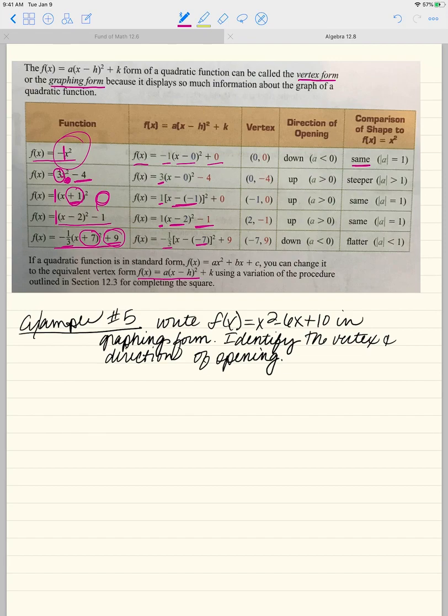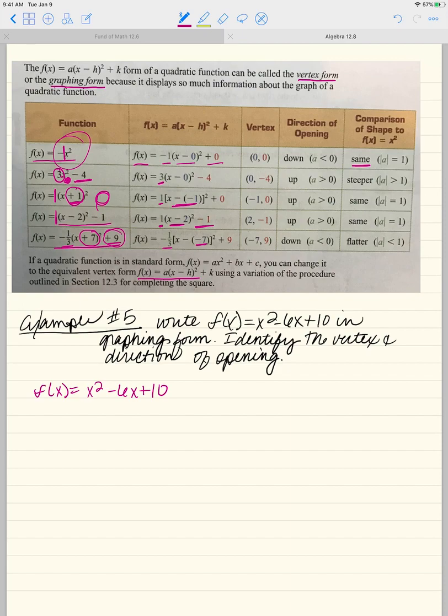Identify the vertex and the direction of the opening. Okay, so I'm just going to write that function here. f(x) = x² − 6x + 10. And remember, I just said we're going to use a variation of the procedure outlined in 12.3 for completing the square. Okay, so follow along.